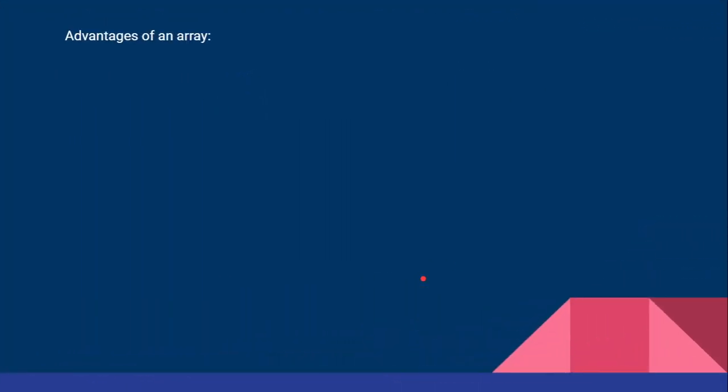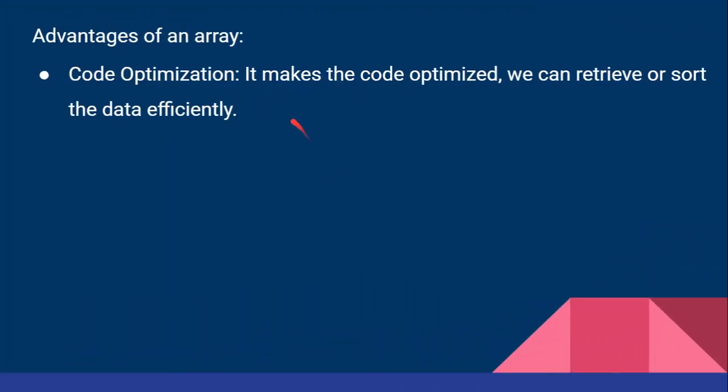And now let us see what are the advantages of an array. One is the code optimization. It makes the code optimized. We can retrieve or sort the data efficiently. Normally any operation consists of some sorting and searching of the elements. In such cases, the code which is used to retrieve data from an array will lead to code optimization. That means we can write an optimal code where we can efficiently access the data from the array. So that is one advantage of this array.